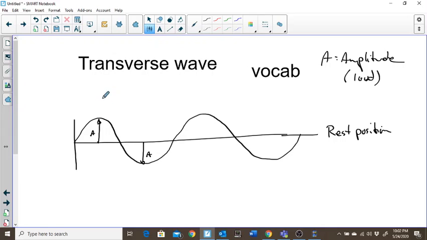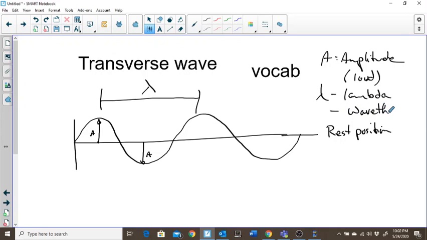Now, we can also talk about the length of the wave. It is from one point on the wave to the next corresponding point on the wave, and that's what we call the wavelength. The symbol that we use for that is a Greek letter, lambda. Lambda, that's for the wavelength. Let's try it again.